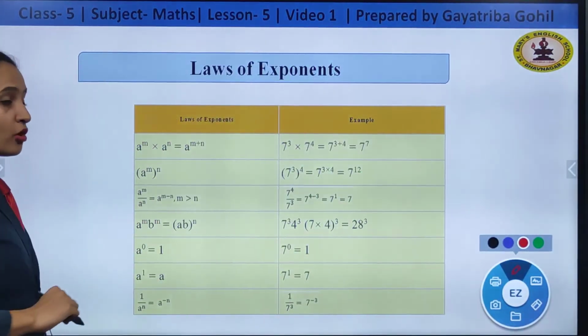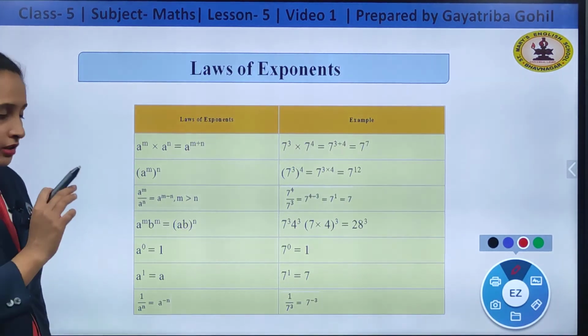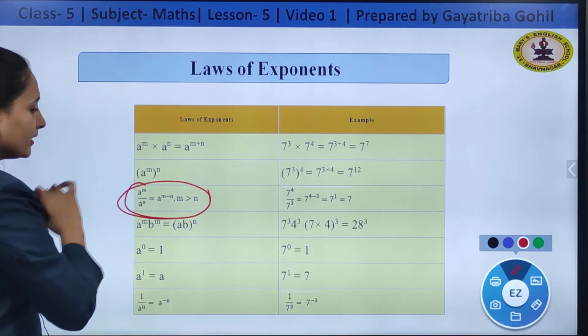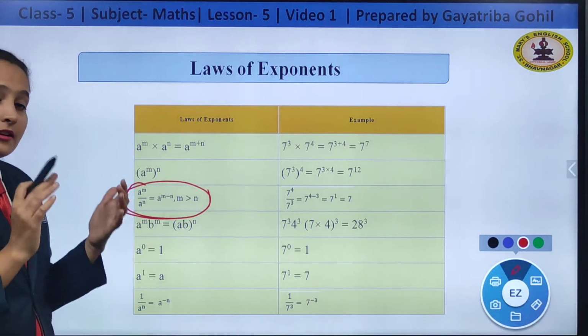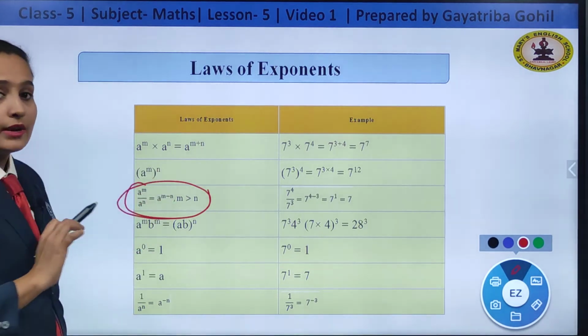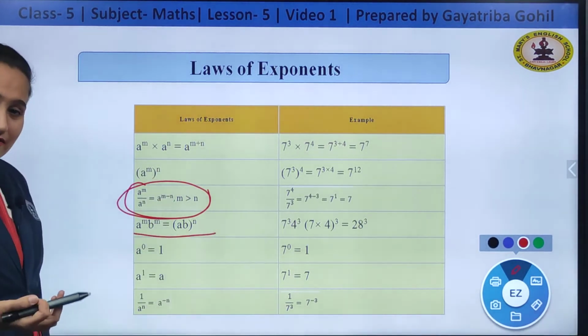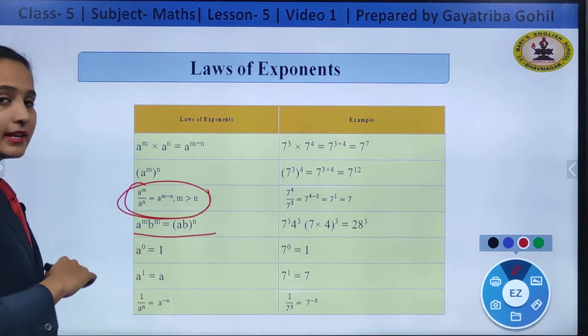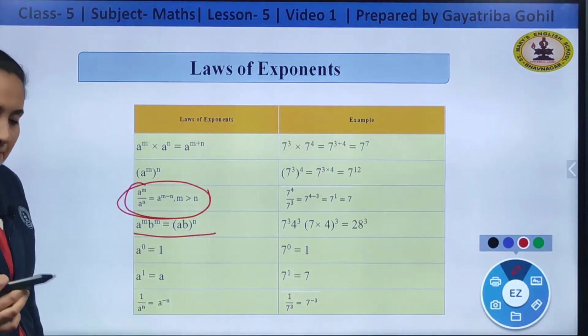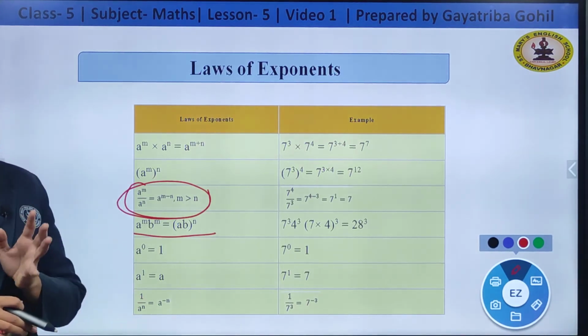A raised to m upon a raised to n. When the base is same and you have to divide the given expression, you will subtract the powers. So it will be a raised to m minus n. Now, when the bases are different but the power is same, then the bases can be multiplied with the same power. A raised to 0, anything raised to 0, children, is 1.